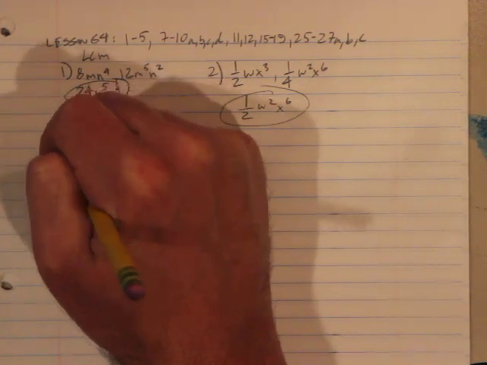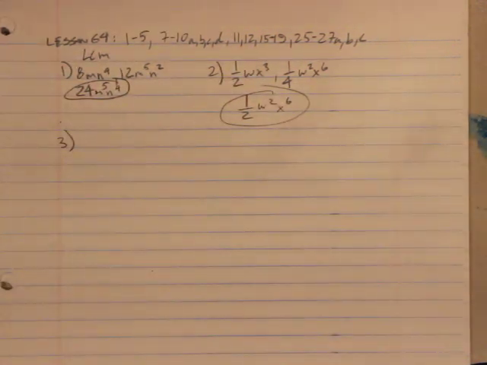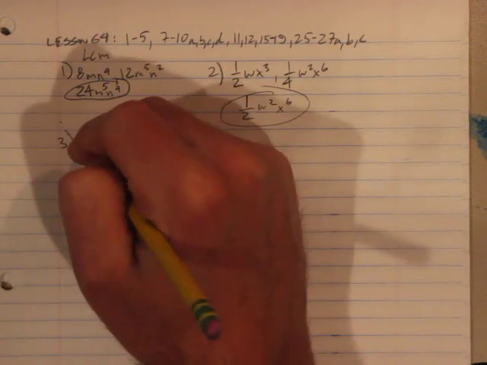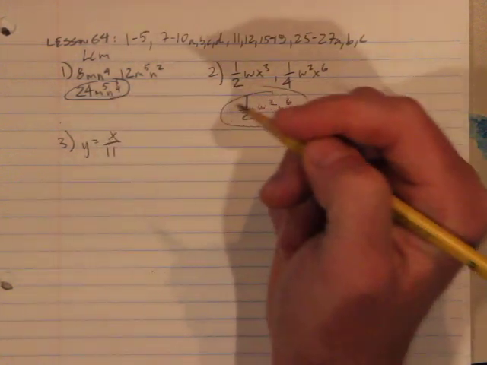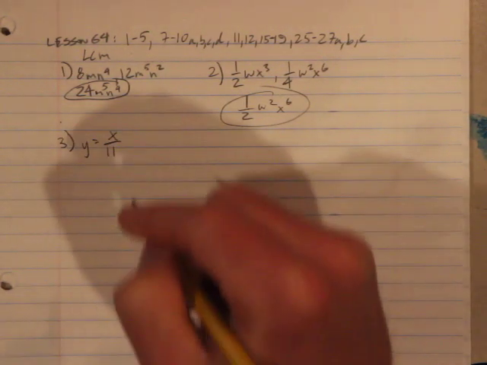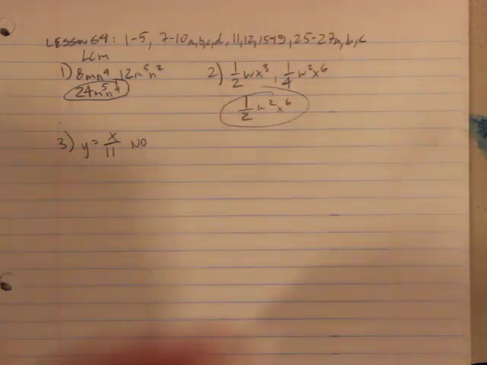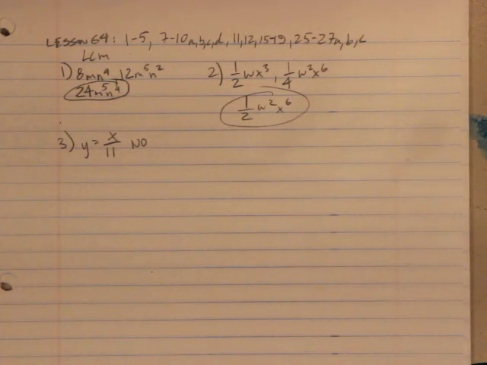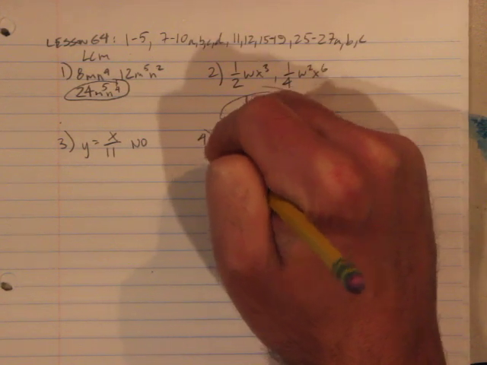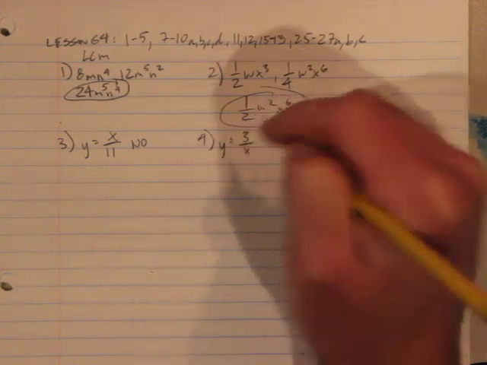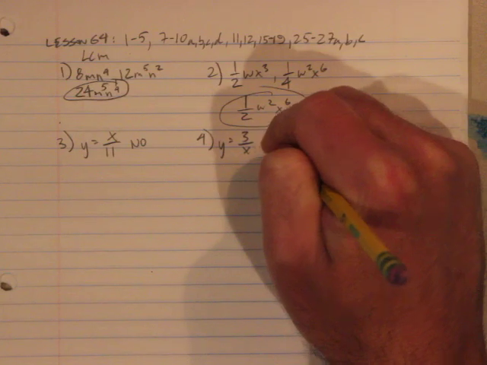Number 3. Tell whether each equation shows inverse variation, yes or no. y equals x over 11. This is no. And for number 4, we've got y equals 3 over x, and this one is yes.